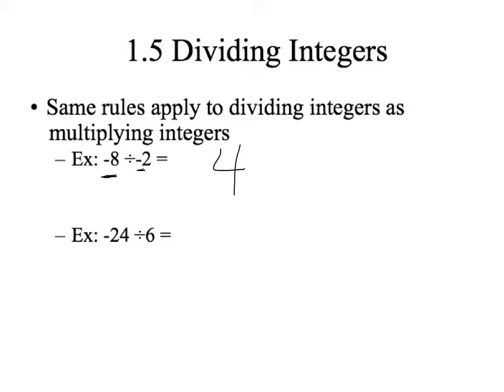A negative divided by a negative, that's a positive. In this case, though, negative divided by positive is going to get me a negative answer. 24 divided by 6 is 4. So my answer is a negative 4 in that case.